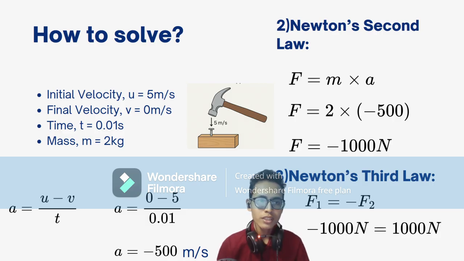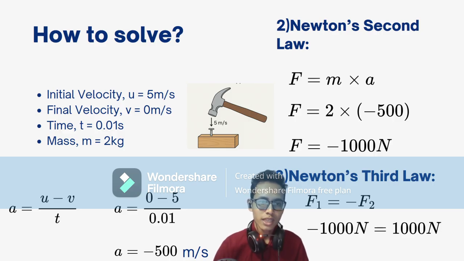Now to find the force, we have to use F equals ma. But the problem is we don't have the acceleration. So first we have to find the acceleration. We use a equals (v minus u) over t. We have u, we have v, and we have t. We put them in the equation and we get minus 500 meters per second squared.